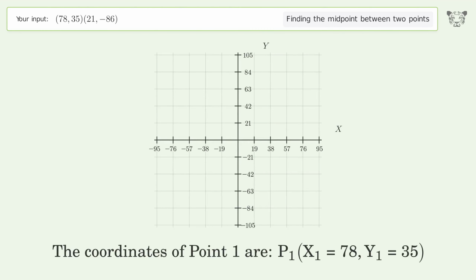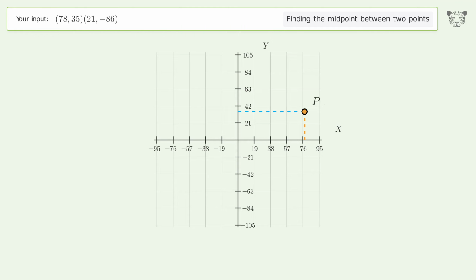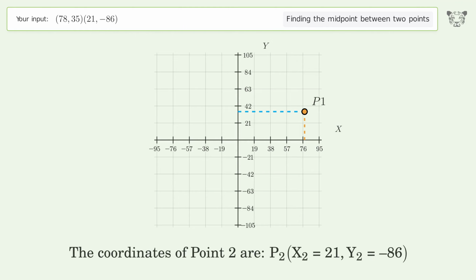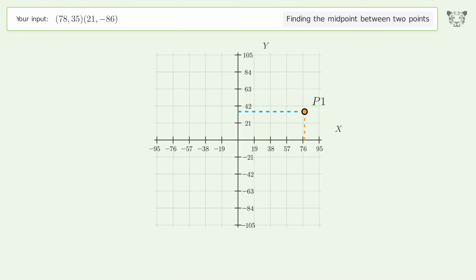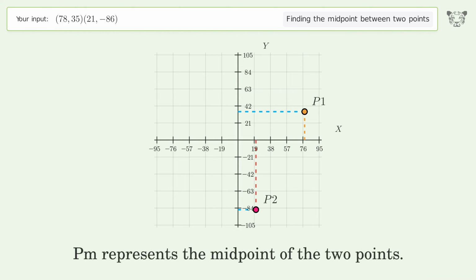The coordinates of point 1 are, x1 equals 78, y1 equals 35. The coordinates of point 2 are, x2 equals 21, y2 equals negative 86. PM represents the midpoint of the 2 points.